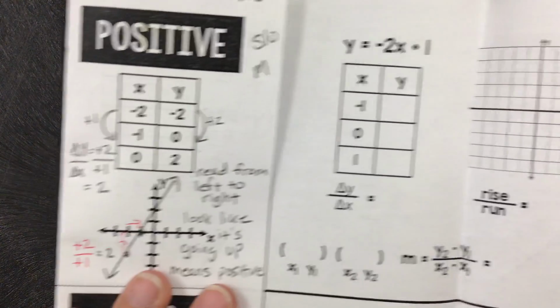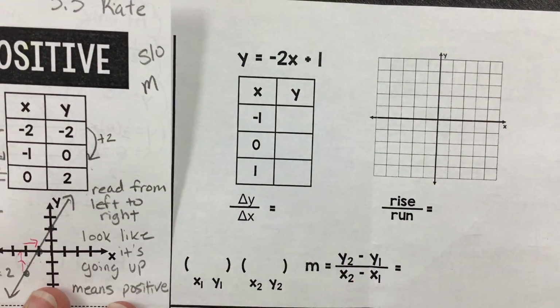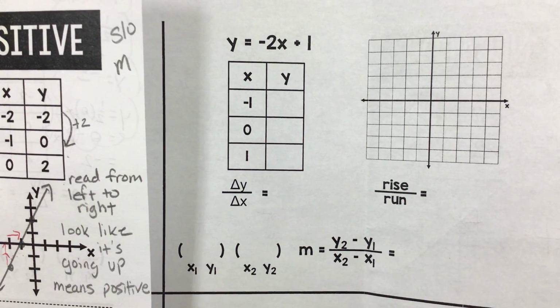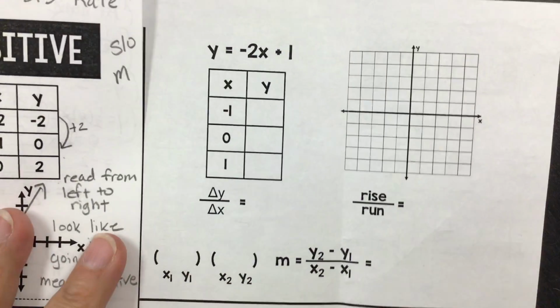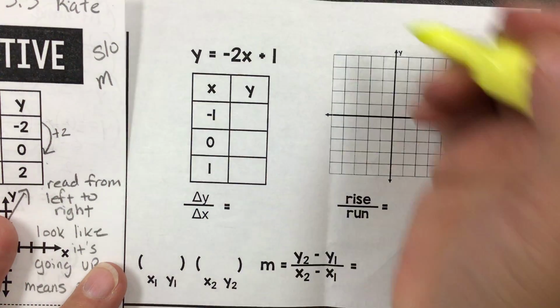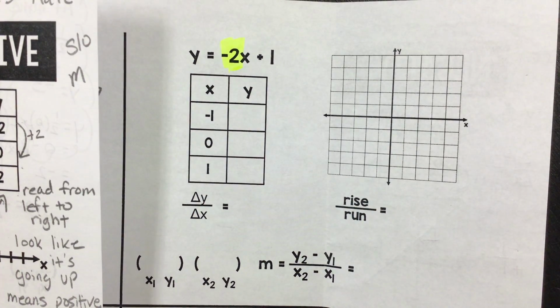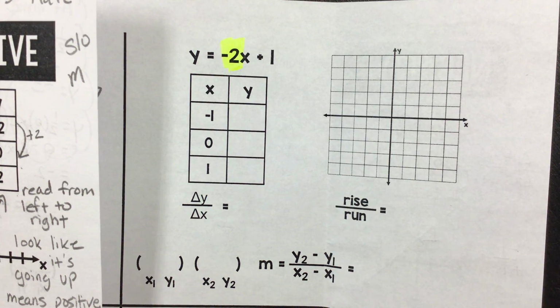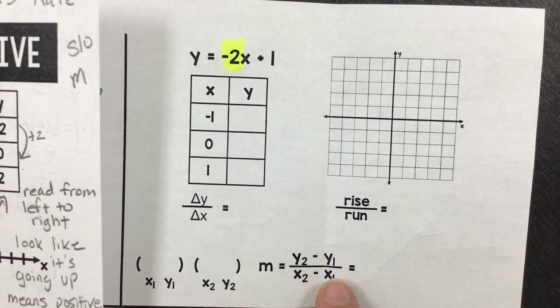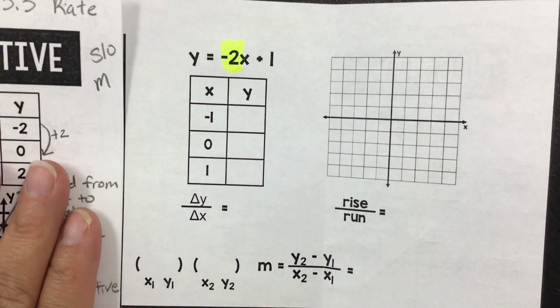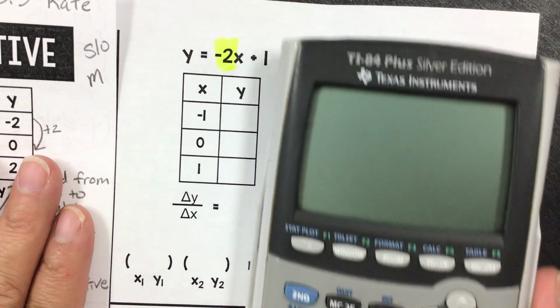Let's look inside. We should be able to identify the slope without any work. What should it be? Negative 2. But to make sure that we're doing it correctly, we're going to fill in all this information and practice the different ways that we can solve for slope.